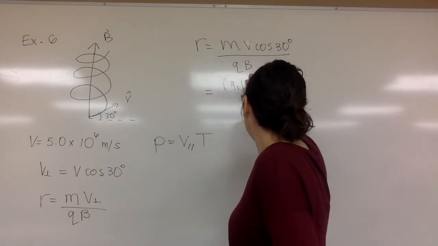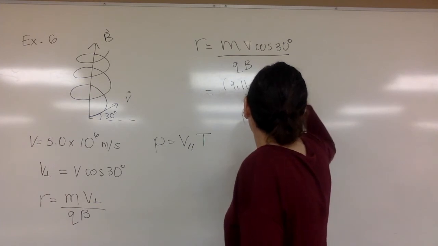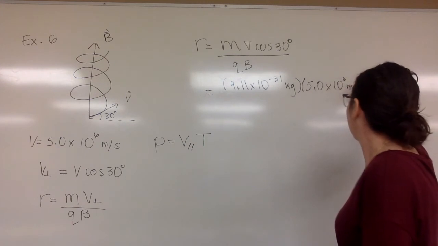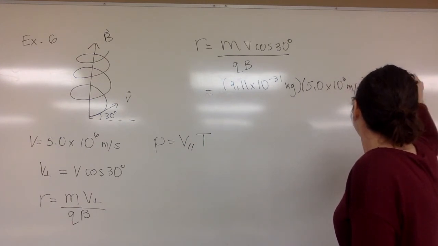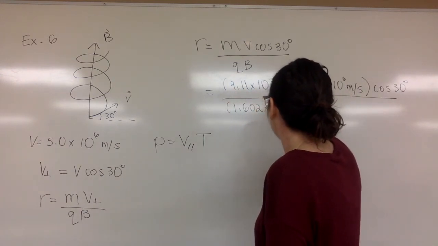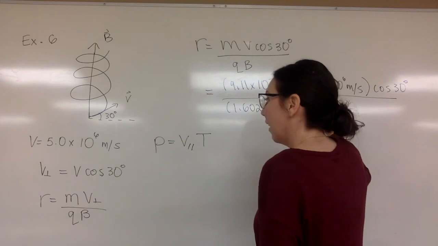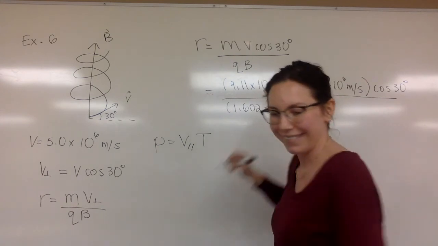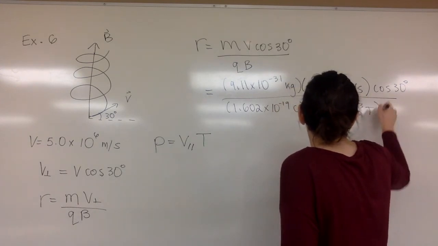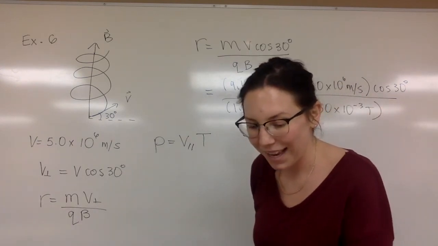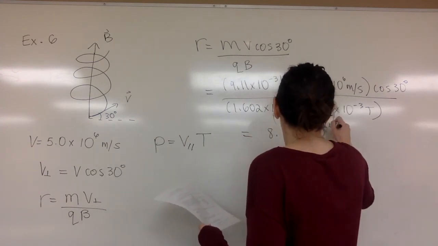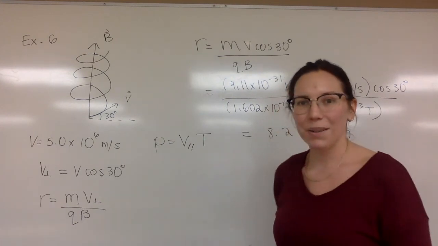Okay, so 9.11 times 10 to the negative 31 kilograms, 5 times 10 to the 6, cos 30, all over q and B, 30 millitesla, 30 times 10 to the negative 3 Tesla. Okay, and that gives me a cyclotron radius of 8.2 times 10 to the negative 4 meters, which we can now use in the pitch.